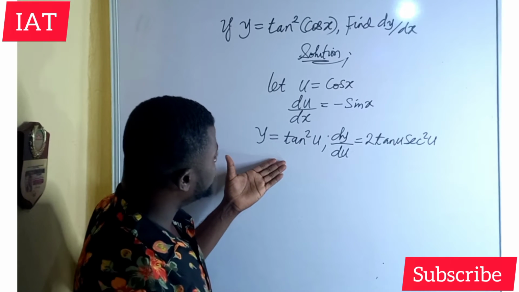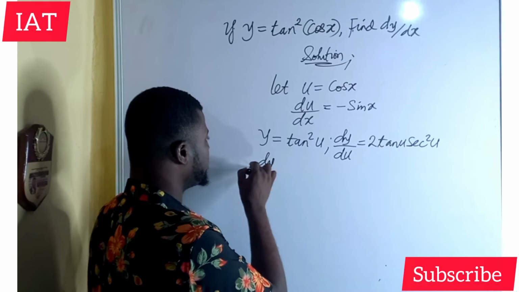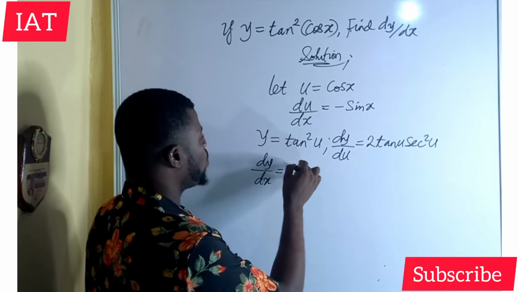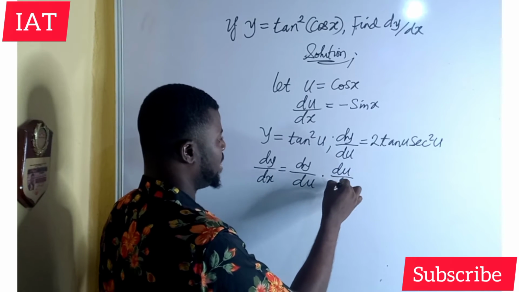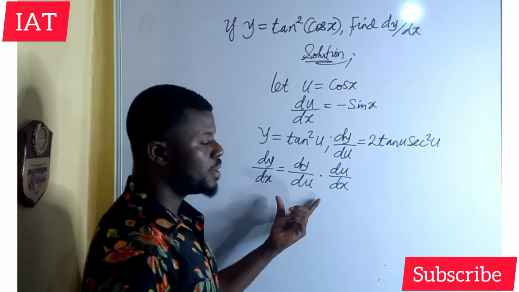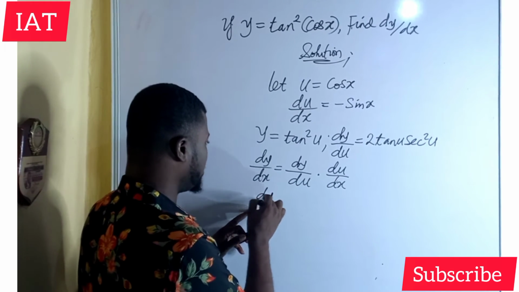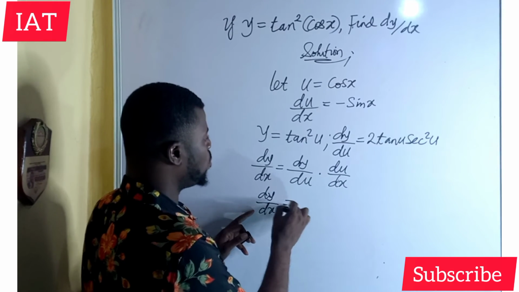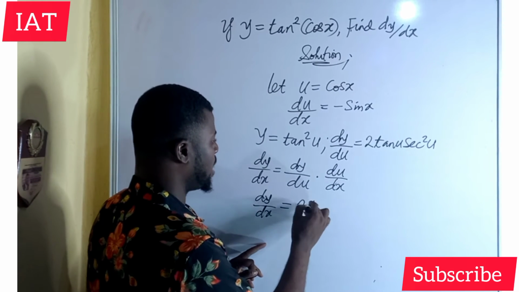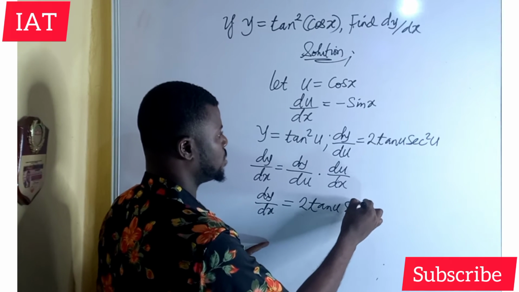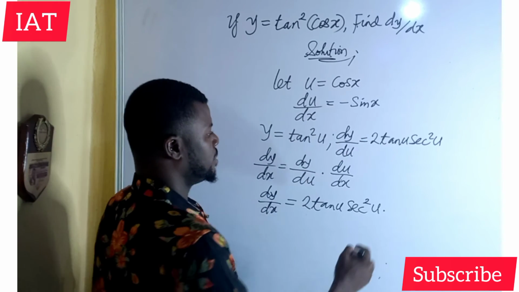Good. So at this point, we'll apply the formula, and that is dy over dx equals dy over du dot du over dx. Because you know this is a formula for function of a function, or call it chain rule, right? So dy over dx equals dy over du, which is 2 tan u sec squared u, dot du over dx. Du over dx is minus sine x.